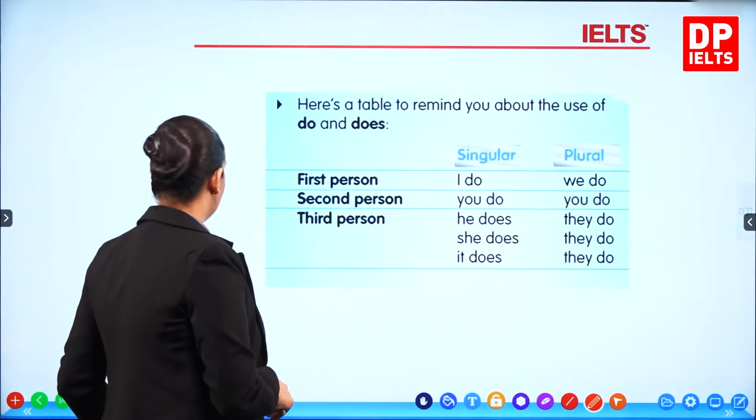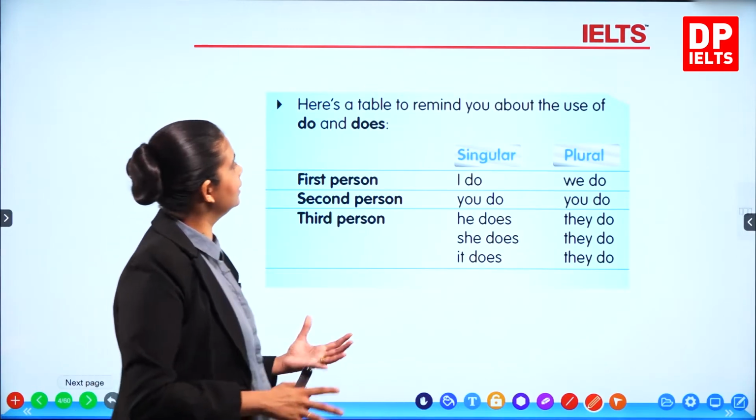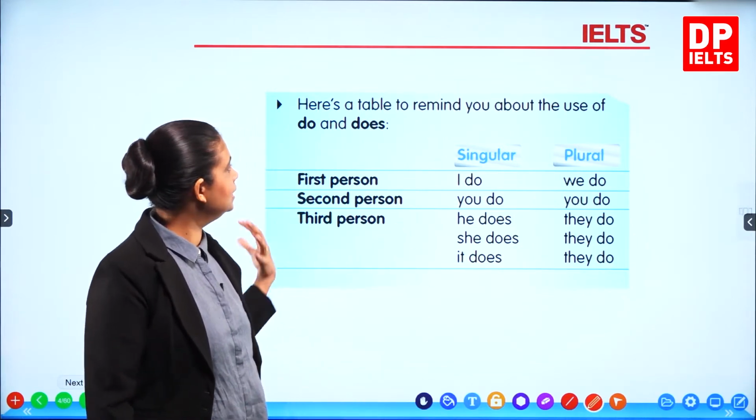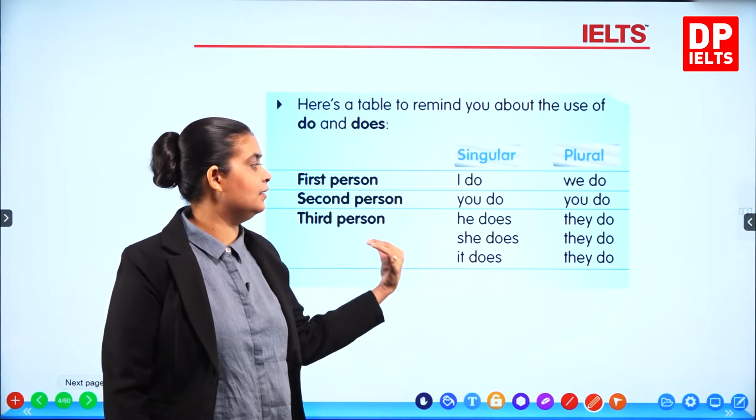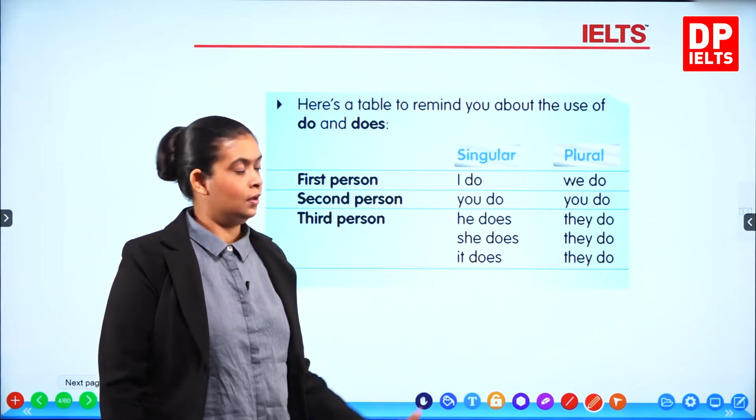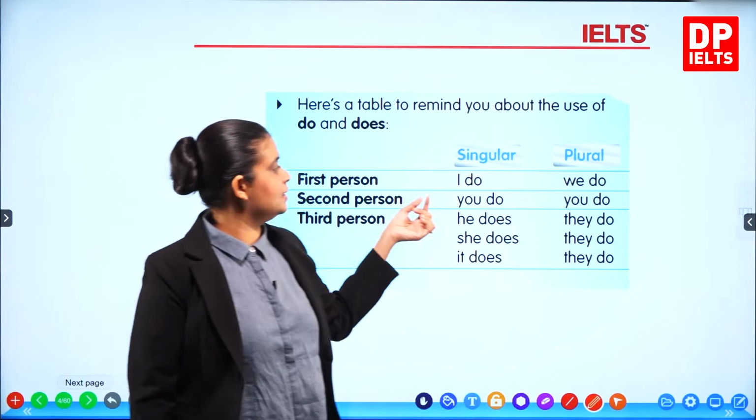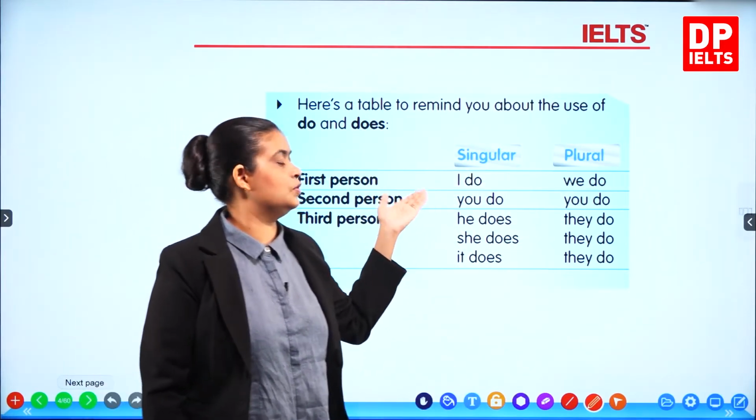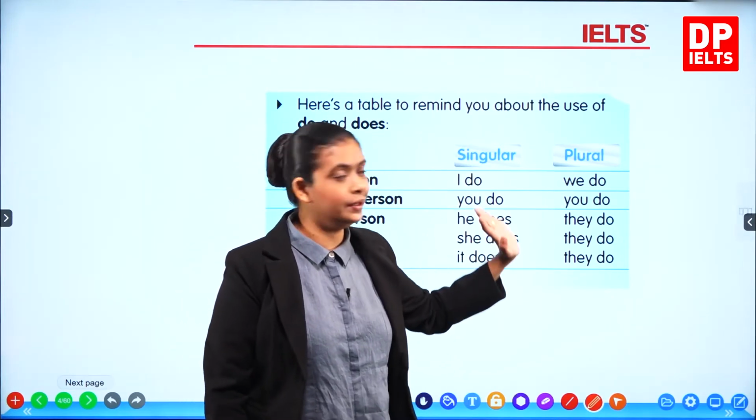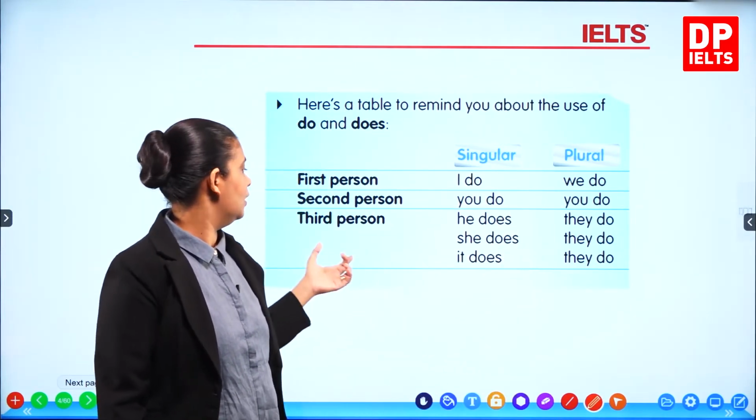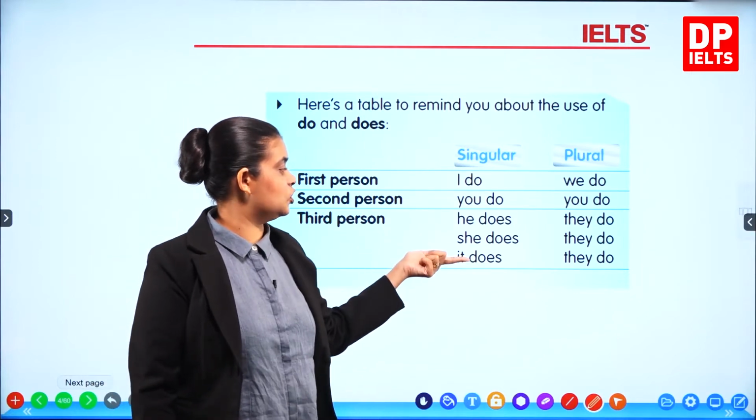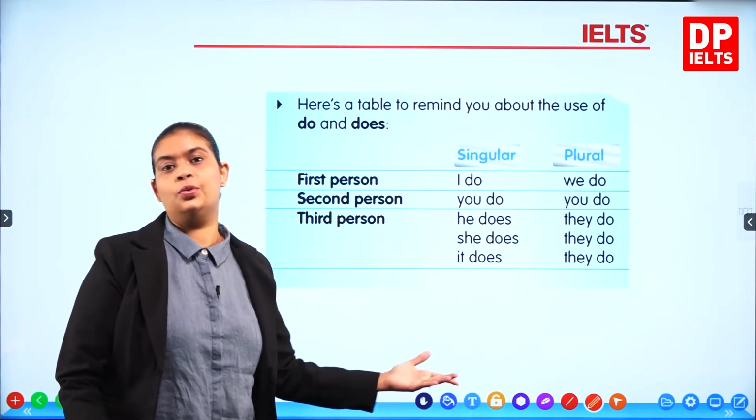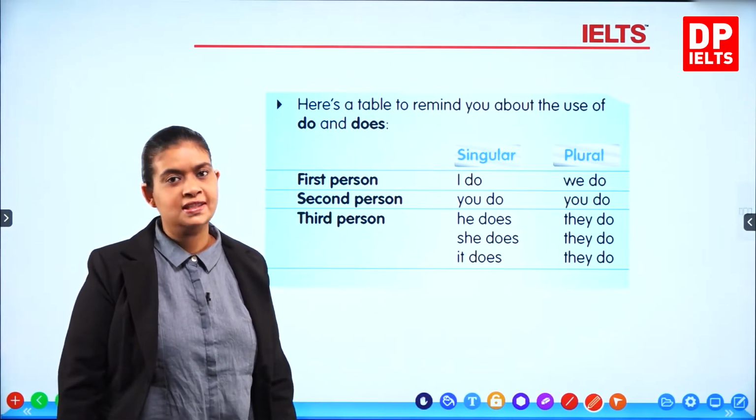Now let us have a look at the next bit. Now here is a little table. Again, to remind you. First person, I do, we do. Second person, of course, you do. That does not change. Third person, he does, she does, it does. If you want to change it to the plural, they do. There is no difference in it.